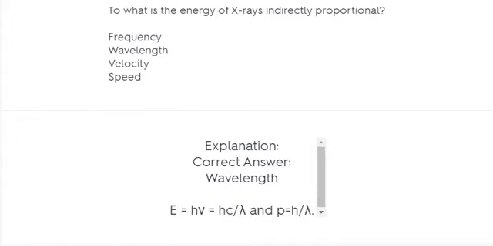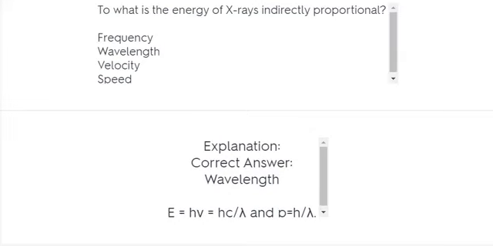To what is the energy of X-rays indirectly proportional? Frequency, wavelength, velocity, speed. Explanation. Correct answer: wavelength. E equals hf equals hc/λ, and p equals h/λ.